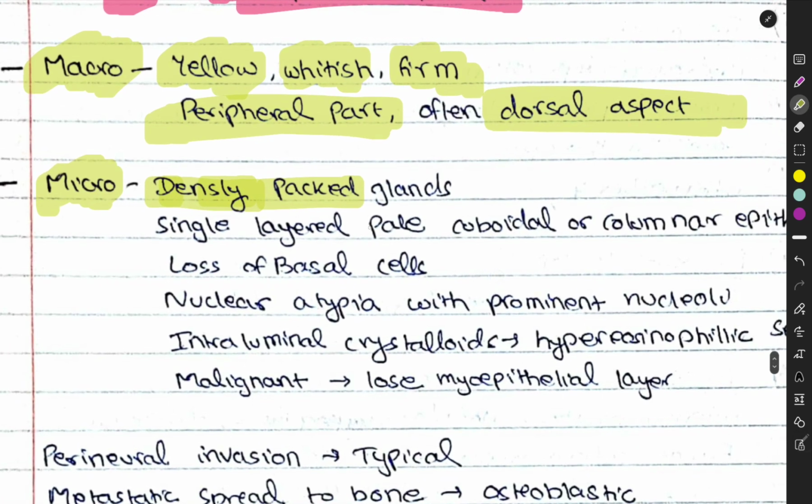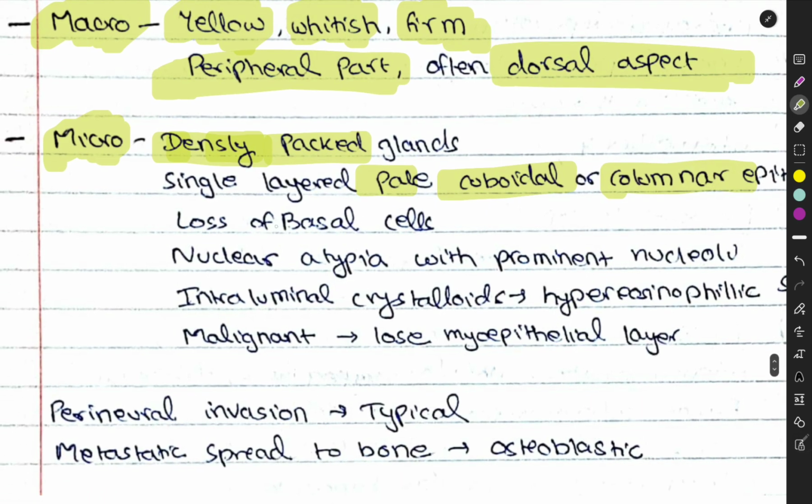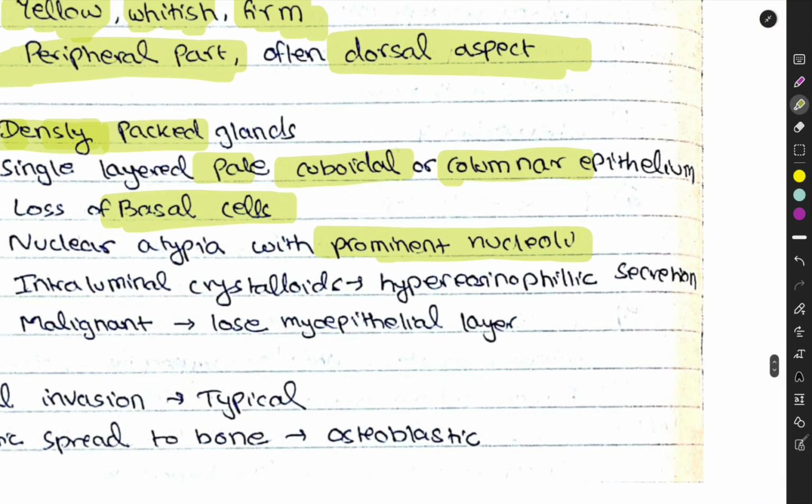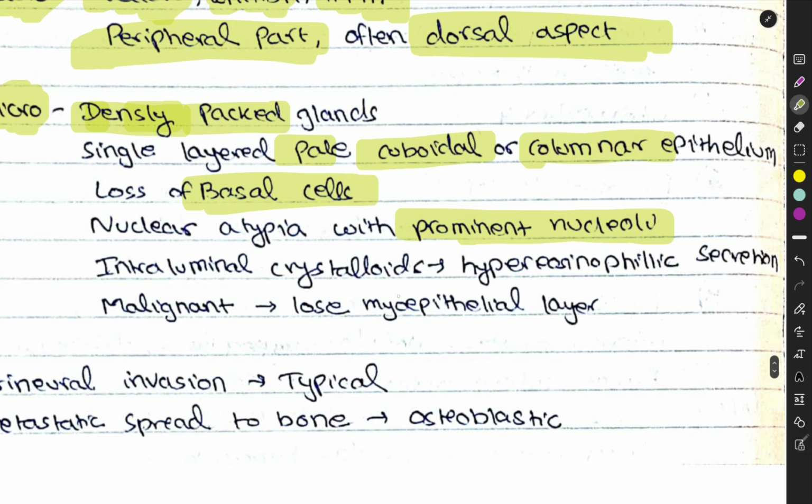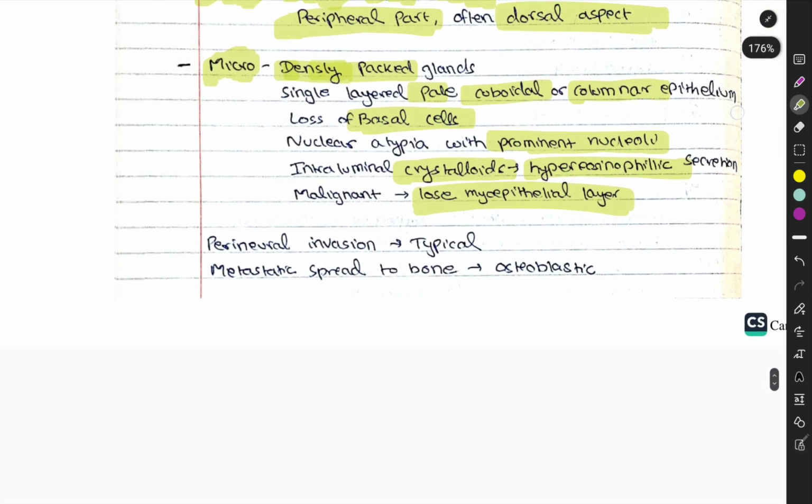Single layer, pale cuboidal or columnar epithelium, loss of basal cells. Okay, nuclear atypia with prominent nucleoli. Intraluminal crystalloids and hypereosinophilic secretion. Malignant lose the myoepithelial layer, very important. Like you lose the myoepithelial layer when it's malignant.